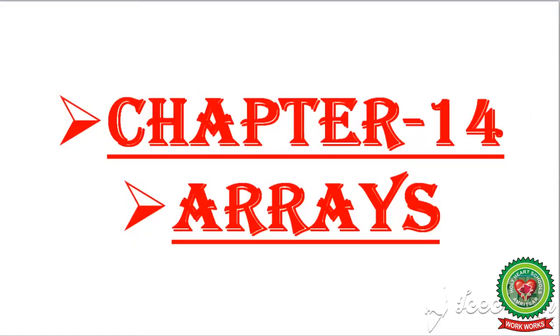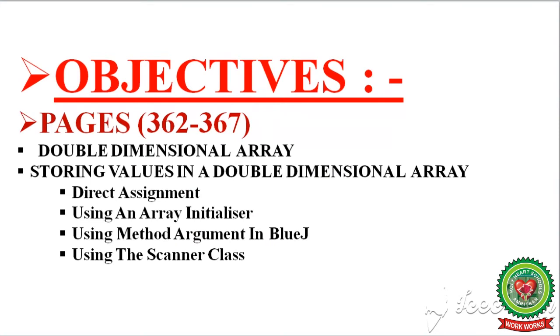Computer class. Today we are going to continue chapter 14, Arrays. The objectives of today's topic are: you will learn about the double dimensional array, and storing values in a double dimensional array in different ways. Number 1, direct assignment. Number 2, using an array initializer. Number 3, using method argument in BlueJ. Number 4, using the Scanner class.